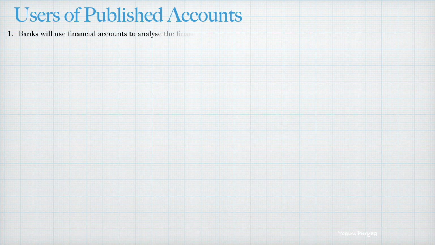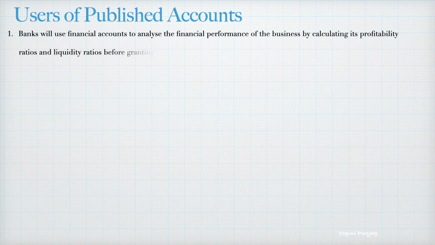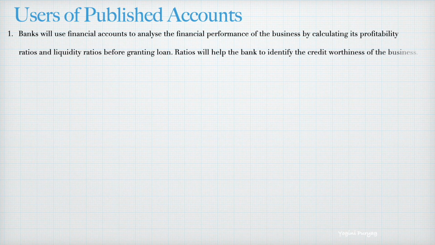Users of published accounts. Banks will use financial accounts to analyze the financial performance of the business by calculating its profitability ratios and liquidity ratios before granting a loan. Ratios will help the bank to identify the creditworthiness of the business.